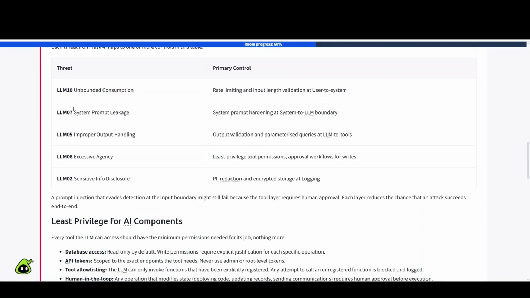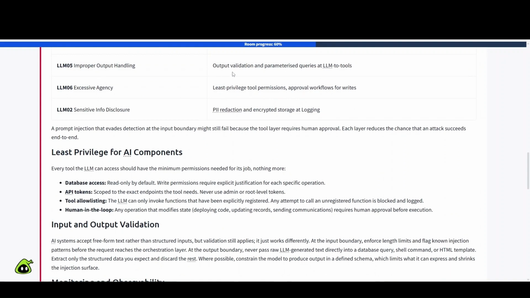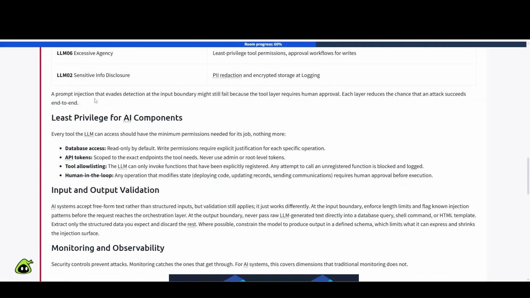So we have threat and primary control. LLM10, unbounded consumption: rate limiting and input length validation at user to system. LLM07, system prompt leakage: system prompt hardening at the system to LLM boundary. LLM05, improper output handling: output validation and parameterized queries at LLM to tools. LLM06, excessive agency: least privileged tool permissions, approval workflows for writes. LLM02, sensitive information disclosure: PII redaction and encrypted storage at logging. Prompt injection that evades detection at the input boundary might still fail because the tool layer requires human approval. Each layer reduces the chance that an attack succeeds end to end.